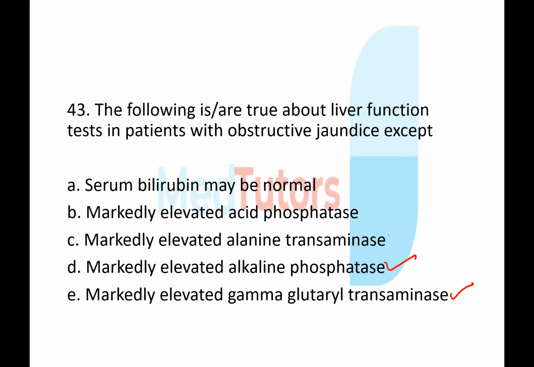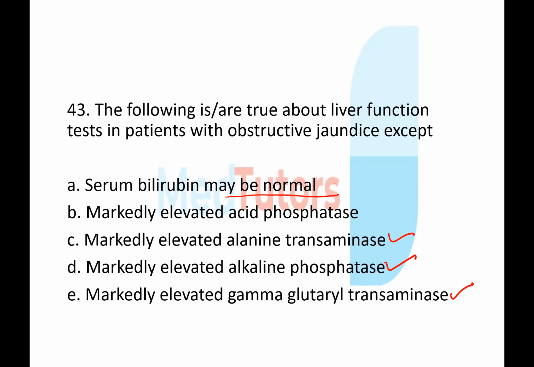Alanine transaminase may be normal or slightly elevated. It's elevated when the patient is already developing biliary cirrhosis. Markedly elevated acid phosphatase. Then bilirubin may be normal.